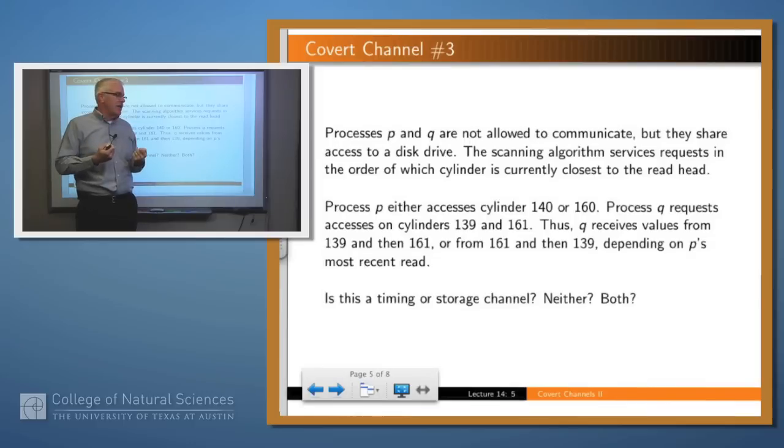In this case, you might ask whether this is a timing channel or a storage channel. It's not entirely clear because there are sort of aspects of both there. And you might think about that question.